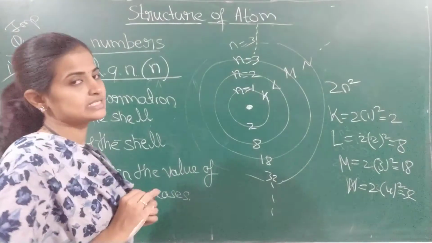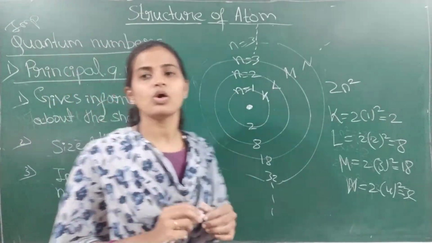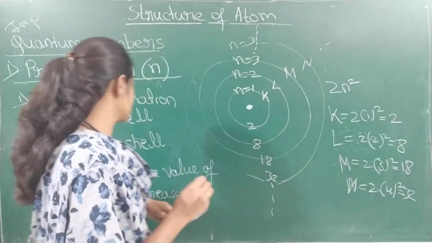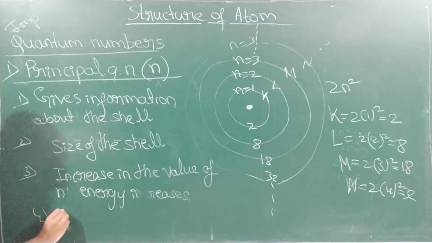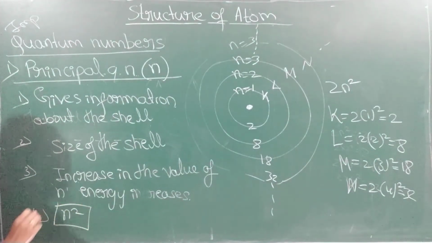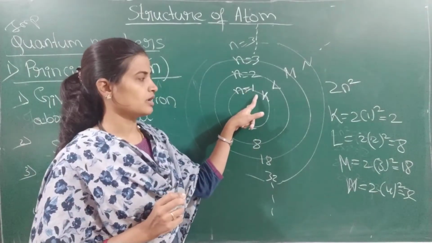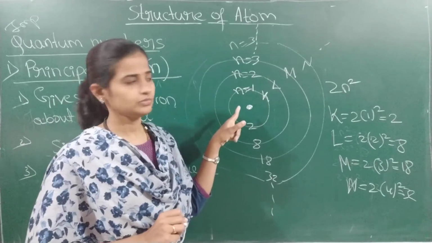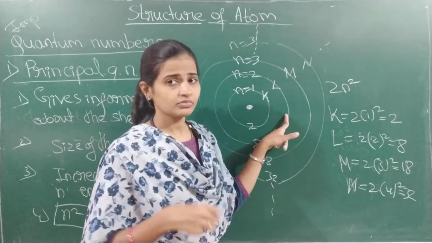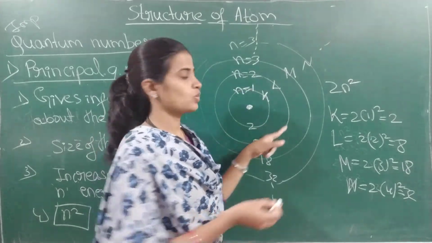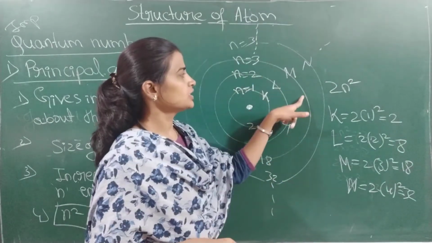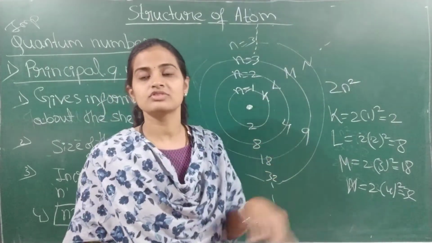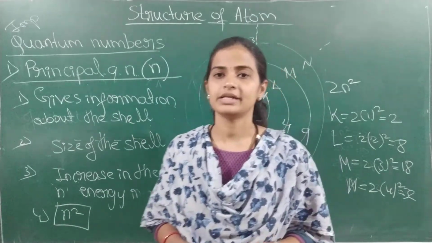The principal quantum number also tells about the number of orbitals present in a shell. The number of orbitals is given by the formula n square. In the first shell, n is equal to 1, and 1 square is 1. In the second shell, n is 2, and 2 square is 4. In the third shell, n is 3, and 3 square is 9. Like this, it gives the information about the number of orbitals present.